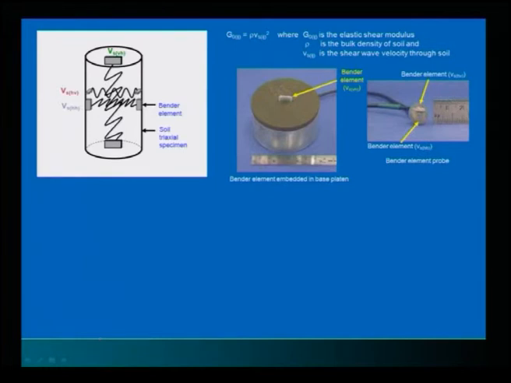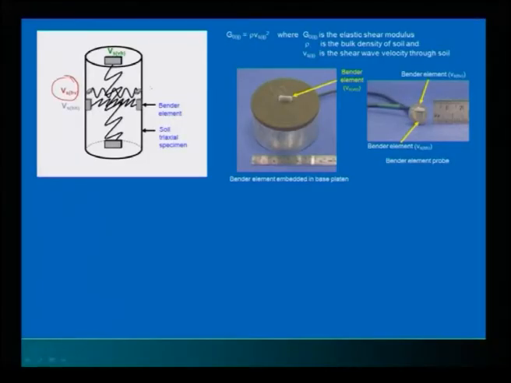You see, this gives your Vs horizontal and Vs vertical, meaning how the shear wave velocity is varying, whether it is varying horizontally or vertically. Radially you can put the bender elements across the sample, where you can find Vs of HH in the radial direction and Vs of VH in the vertical direction at the top.